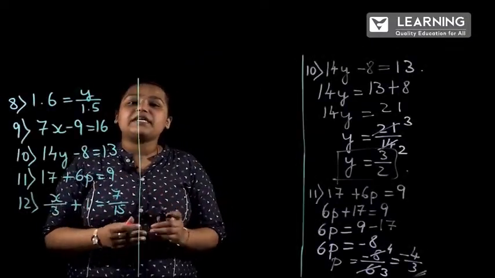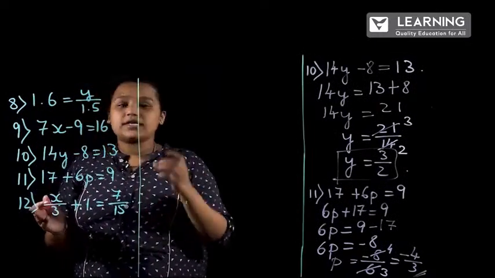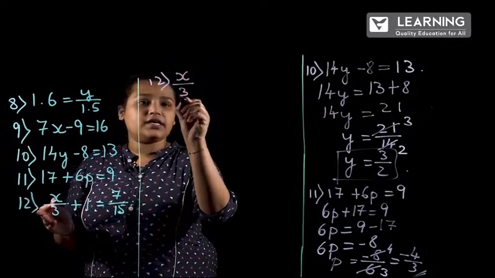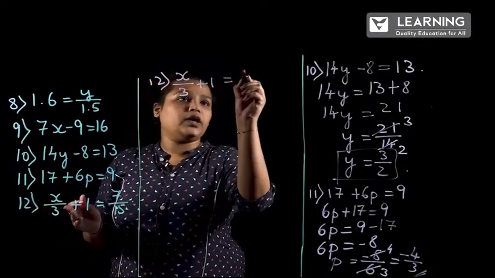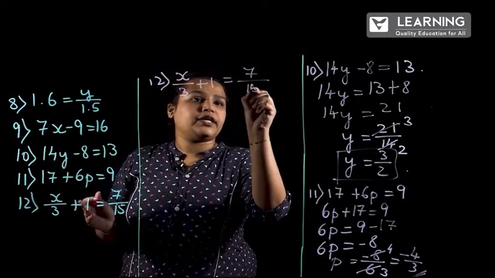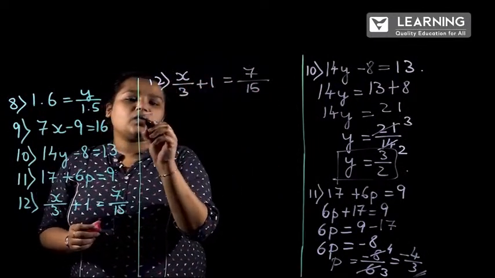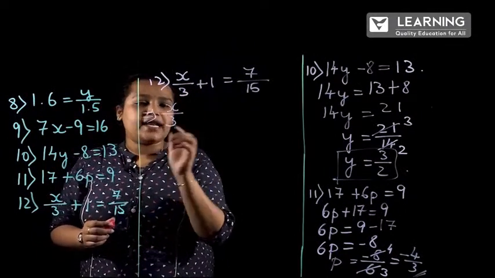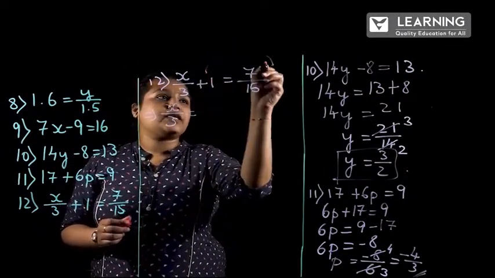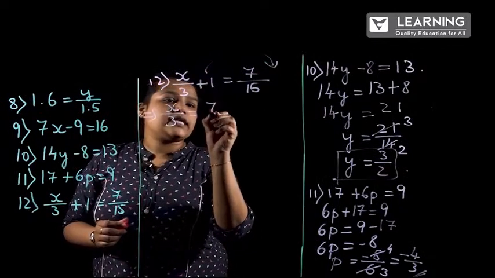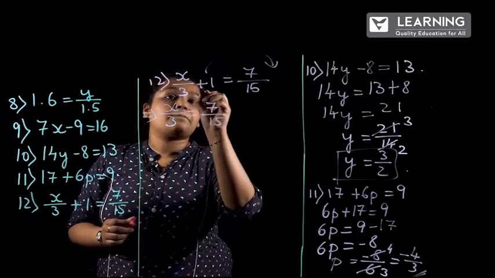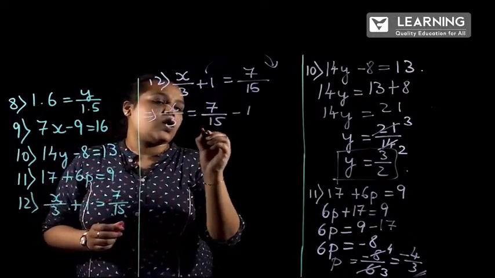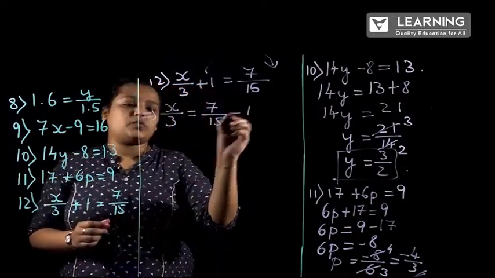The last problem of the first exercise 1.2 is the 12th problem, which is x by 3 plus 1 equal to 7 by 15. So now what we have to do, we'll keep the variable in LHS and we'll move plus 1 to RHS. So 7 by 15 plus 1 will become minus 1. So first we'll solve for 7 by 15 minus 1.